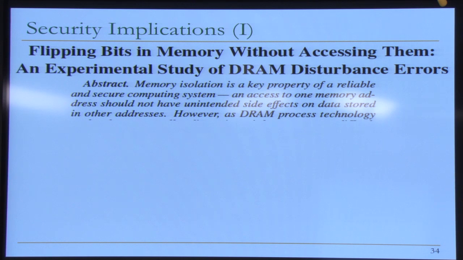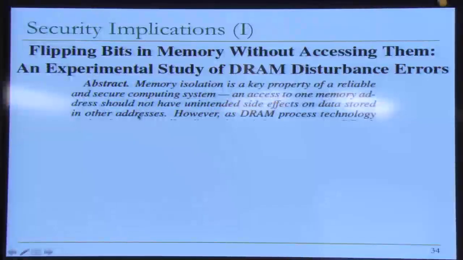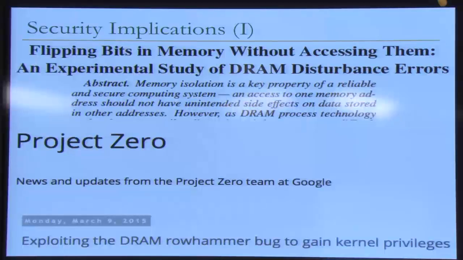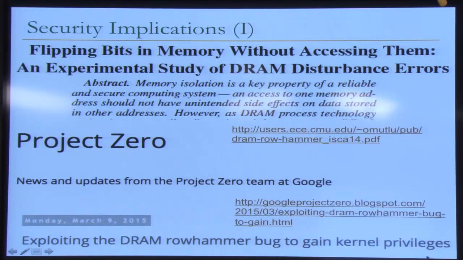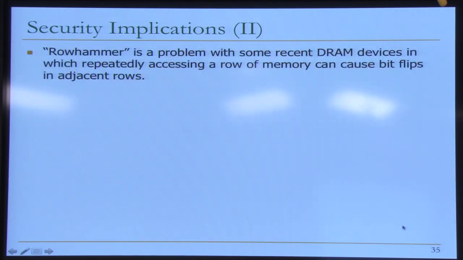So if you look at the paper, and many of you have read the paper, what we've written was memory isolation is a key property of a reliable and secure computing system, and access to one memory address should not have unintended side effects on data stored in other accesses. In fact, if you're following the news, Google has taken and read this paper and taken the code that my students have written, and they've used it to gain kernel privileges in systems. So you can take a look at this website. They refer to the paper. Basically, I'll briefly read this because I think this kind of issues will become even more important going forward.